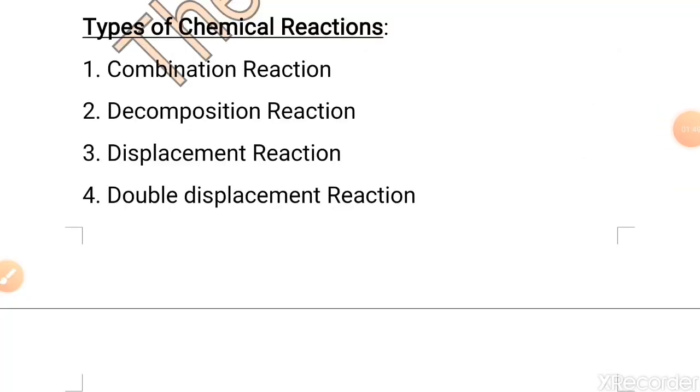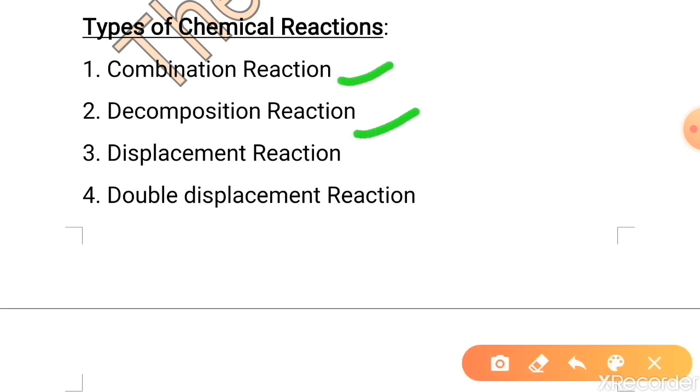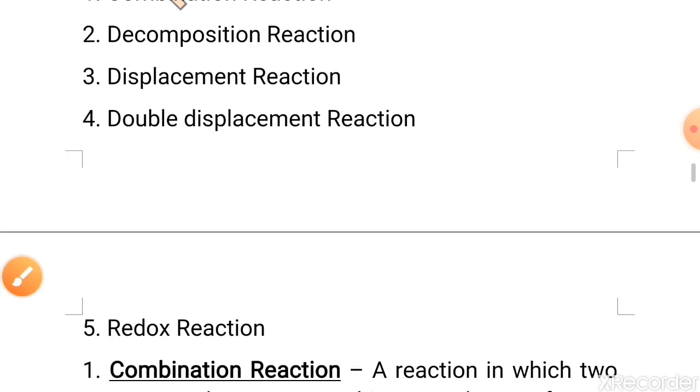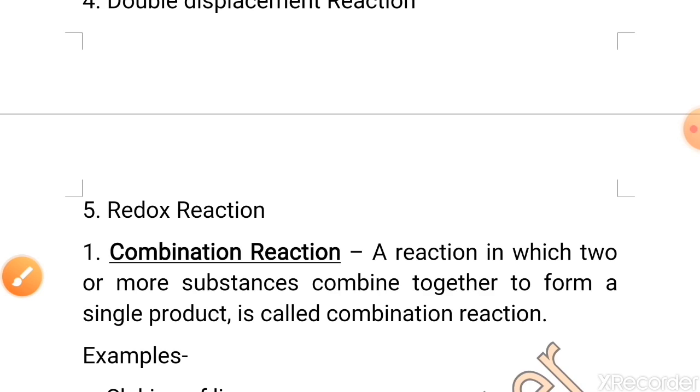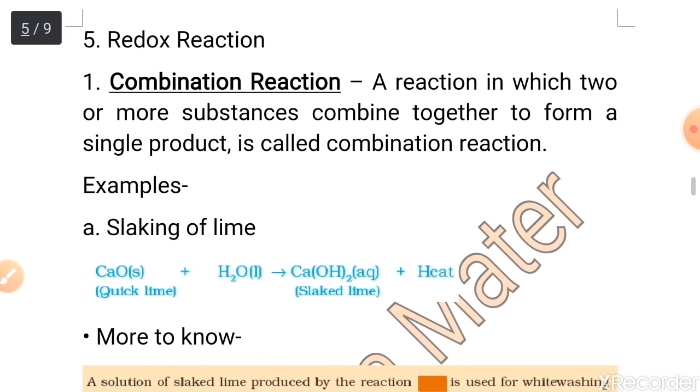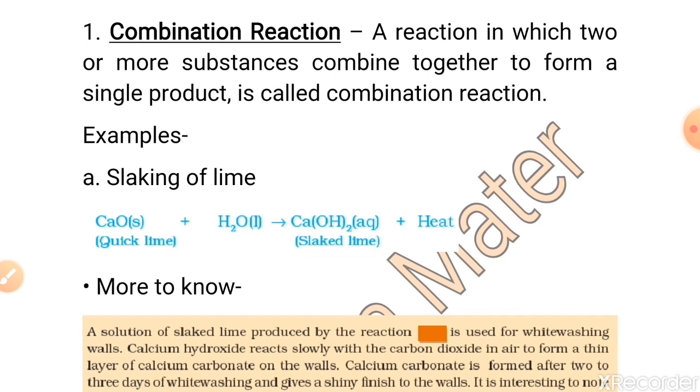Now we will discuss the types of chemical reaction. Students, majorly the chemical reactions are divided into 5 types, which are combination reaction, decomposition reaction, displacement reaction, double displacement reaction, and lastly, redox reaction. We will explore more about the combination reaction. A reaction in which 2 or more substances combine together to form a single product, such a reaction is called combination reaction.